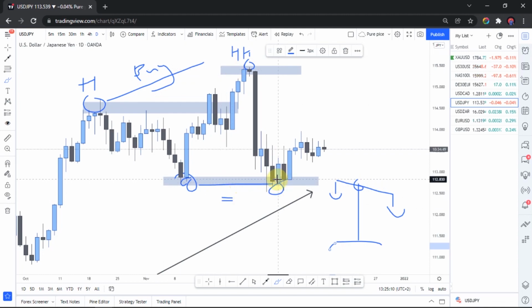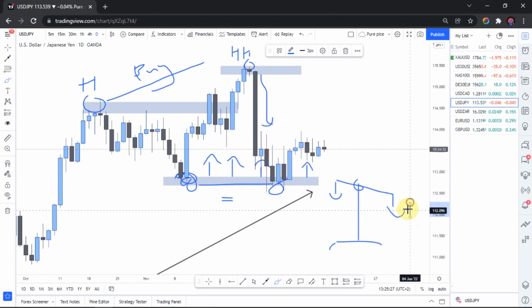And the fact that the sellers tried aggressively to push the market down, but they failed to push it below this low, it means the same thing, that, okay, still the buyers are in control of this territory going upward from this support level. So it tells you that the buyers, they're a little bit stronger compared to the sellers.